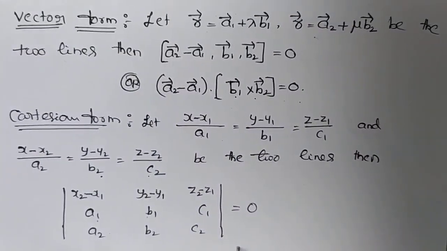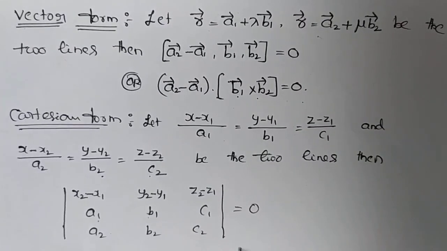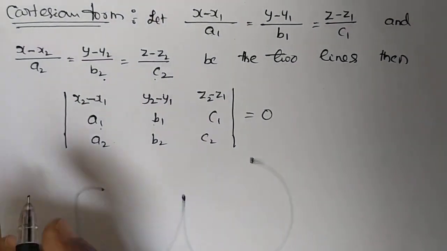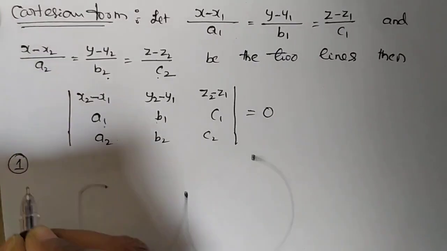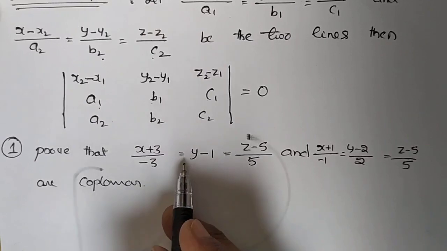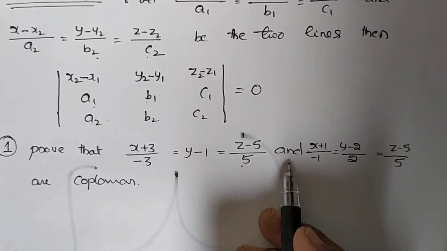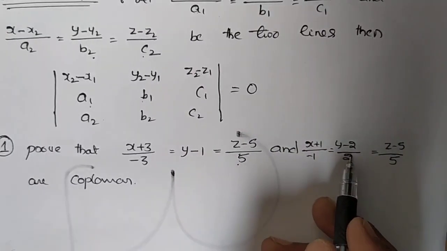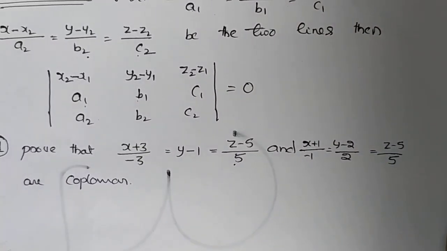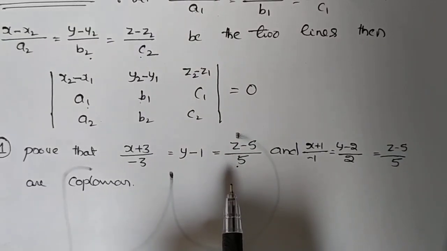Now let us solve one question based on this derivation. First question, here we have the problem. Prove that (x plus 3) by minus 3 equals y minus 1 equals (z minus 5) by plus 5, and (x plus 1) by minus 1 equals (y minus 2) by plus 2 equals (z minus 5) by plus 5. Here we have to prove that these two lines are coplanar.